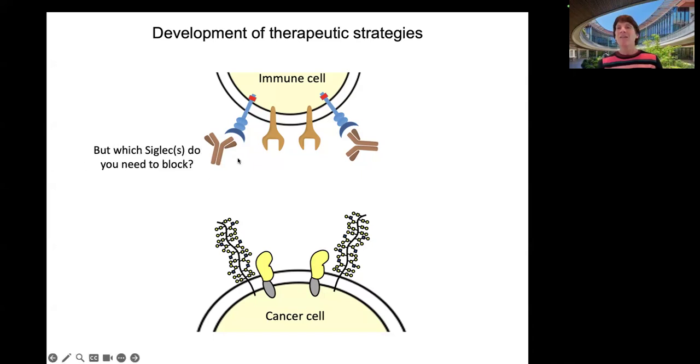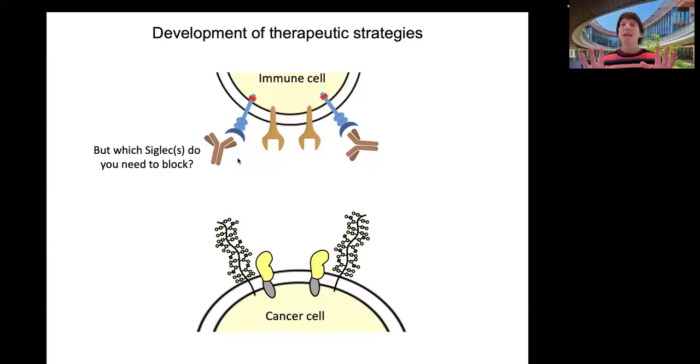And we don't know if there's one that we should block that's more important than some of the others. That knowledge isn't available yet, although we're working on that. But in the meantime, since we don't know which Siglec to block, or if we have to block multiple Siglecs, we thought, let's take a different strategy.